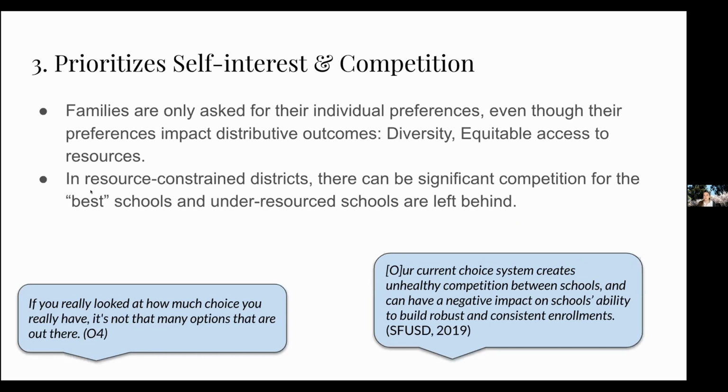And the third challenge, which is a little bit more difficult because it is this kind of community level challenge, but families are asked for their individual preferences. In fact, one of the big advantages of these algorithms is that they're guaranteed to be strategy proof, meaning that you don't have to manipulate your preferences to try to game the system. You can just give your true preferences, which we have talked about maybe isn't so simple, but your true preferences, and you're guaranteed to get the best possible option for you.